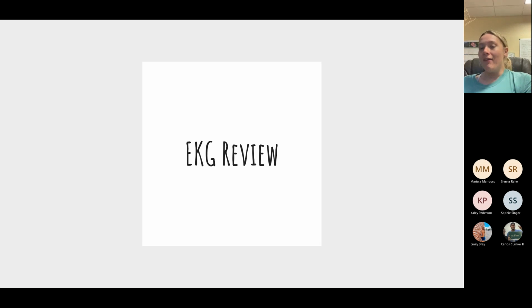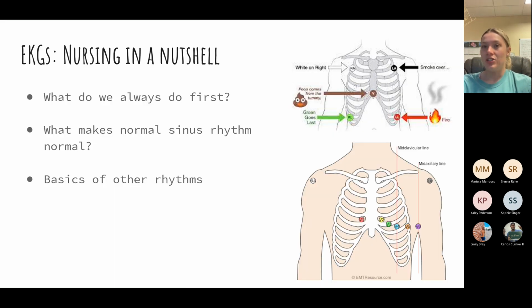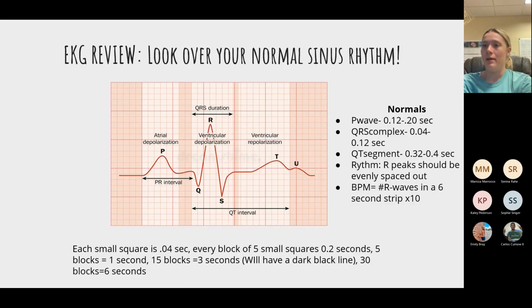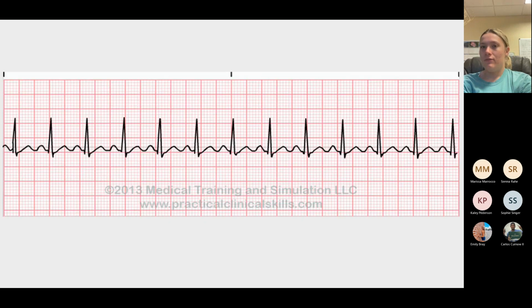So now I have an interactive portion for you guys. Please, please, please pop up in the chat what you think is happening. Or if you're brave, you can shout it out. I have a couple EKGs for you guys and a few slides, and we're really going to practice looking at them. In a nutshell, we always need to figure out what we're doing first. Always figure out what makes normal sinus rhythm normal, because if you can identify the normals, it makes it a lot easier to identify the abnormal. Okay? Again, this is for your review.